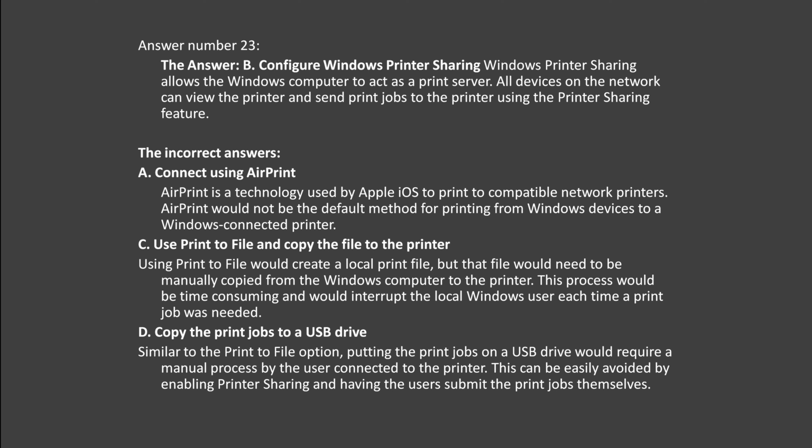C. Use print to file and copy the file to the printer. Using print to file would create a local print file, but that file would need to be manually copied from the Windows computer to the printer. This process would be time-consuming and would interrupt the local Windows user each time a print job was needed. D. Copy the print jobs to a USB drive. Similar to the print to file option, putting the print jobs on a USB drive would require a manual process by the user connected to the printer. This can be easily avoided by enabling printer sharing and having the users submit the print jobs themselves.